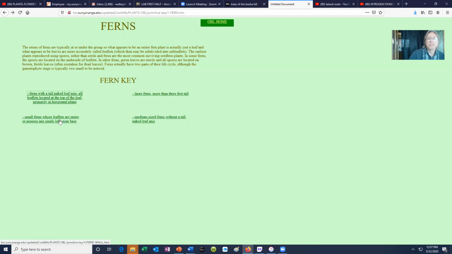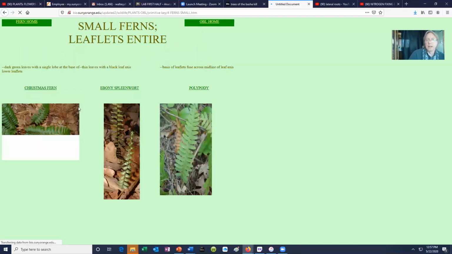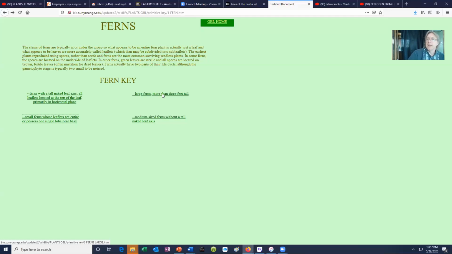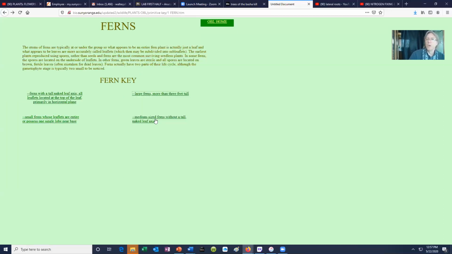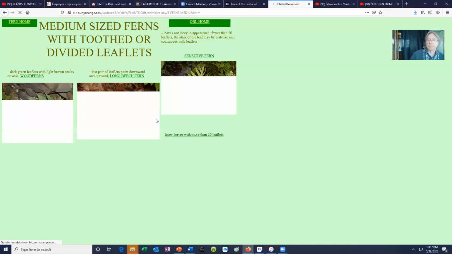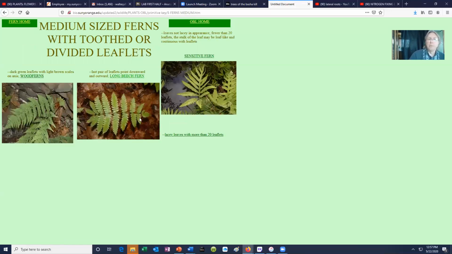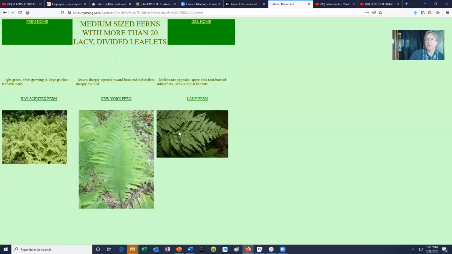Is it a small fern whose leaflets are entire, meaning that they don't branch at all? Or if they do, they just have one basic lobe near the base. Well, now there's only a couple of those here, and you could then go between those. Is it a large fern that's more than 3 feet tall? In which case, now you can go here and distinguish between those 4 kinds of fern. Or is it a medium size fern? Now, there are a couple of medium-sized ferns here, like the ones with light brown scales near the axis. Those are wood ferns. If they have lacy leaves with more than 20 leaflets, then you'd be choosing between one of these 3.